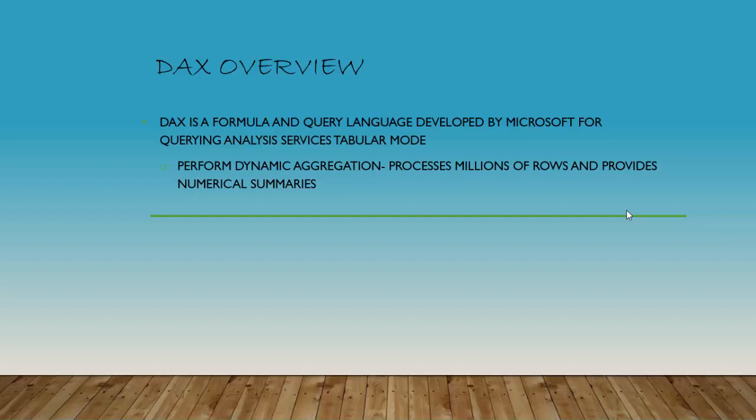Microsoft Analysis Services has two modes, the multidimensional mode and the tabular mode. Tabular mode is the latest of the modes, and it provides dynamic aggregation and processes millions of rows and provides numerical summaries. So this is where DAX excels. It crunches millions of rows of data and provides us with numerical summaries.